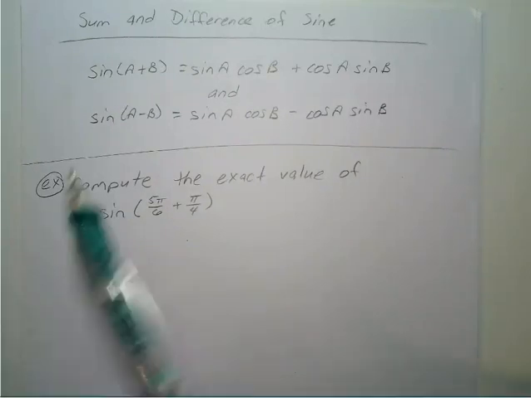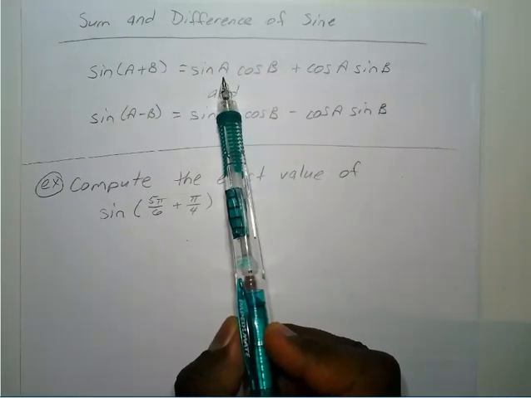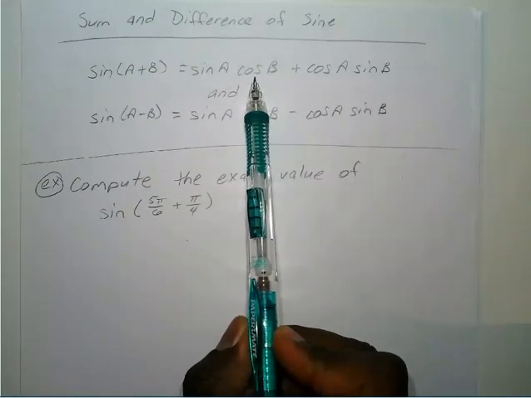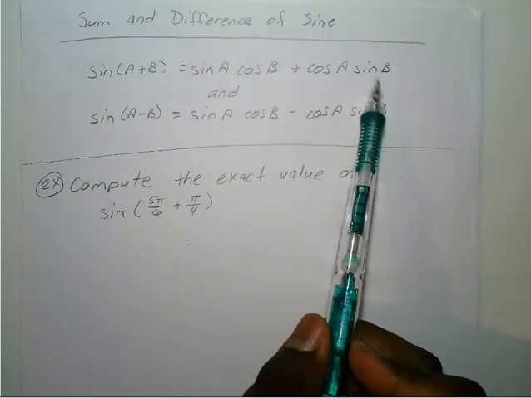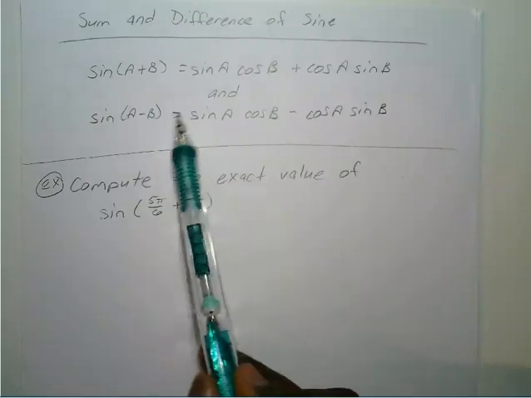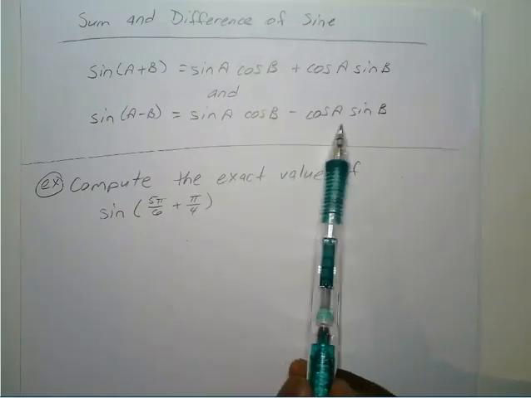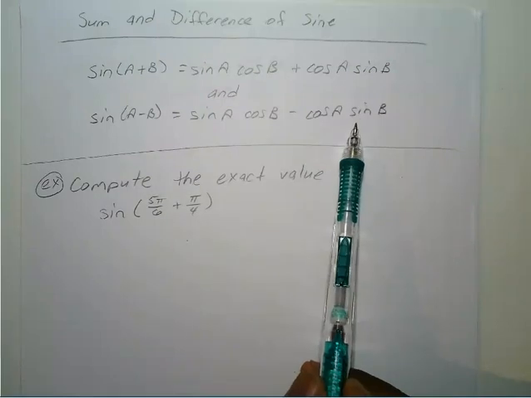Okay, so the first one is the sum formula. Sine of a plus b equals sine of a times cosine of b plus cosine of a times sine of b. And sine of a minus b is equal to sine of a times cosine of b minus cosine of a times sine of b.